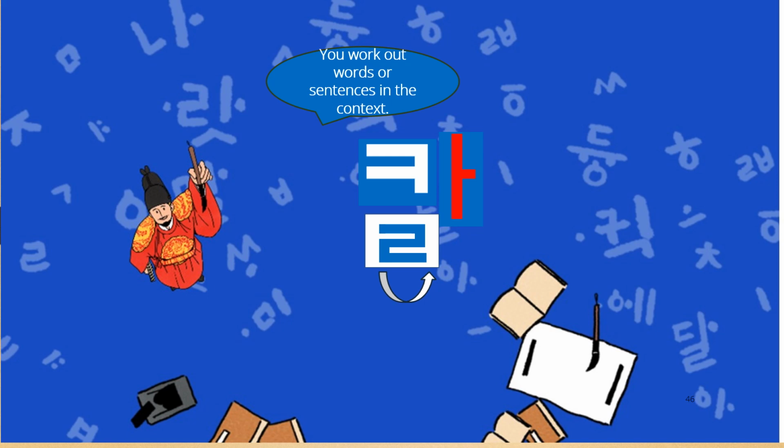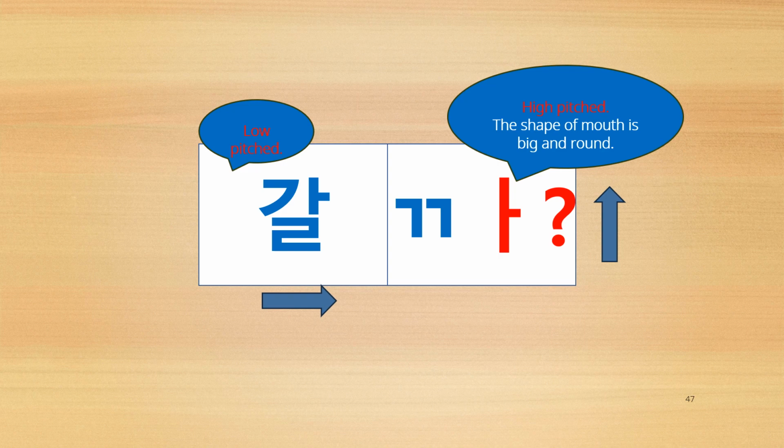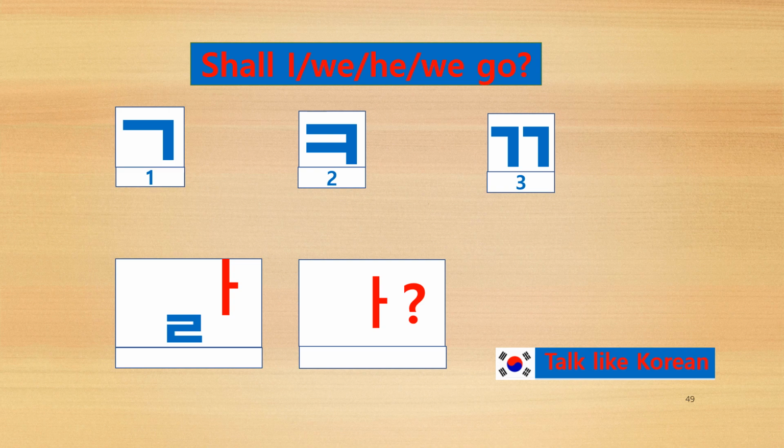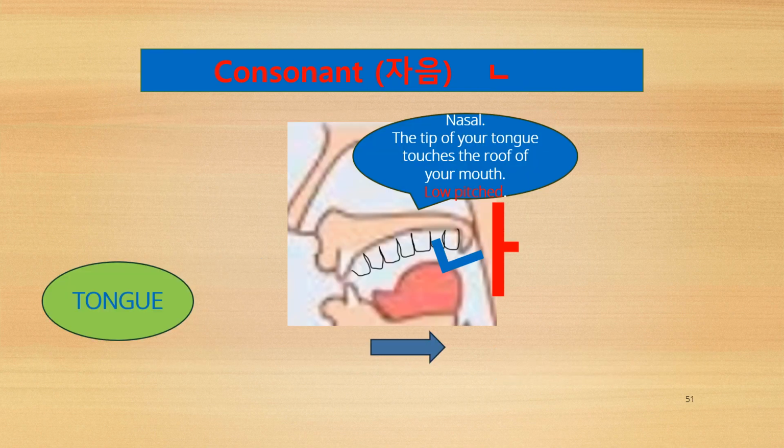So you work out words or sentences in context. If I say 갈까, 갈까, 갈 is low pitched, and 까 is high pitched. When you're asking, you're supposed to raise your pitch. So 갈까 means shall we go? Shall I go? So which one do you go for? Would you try? 갈, number one, and 까. So 갈까, well done.